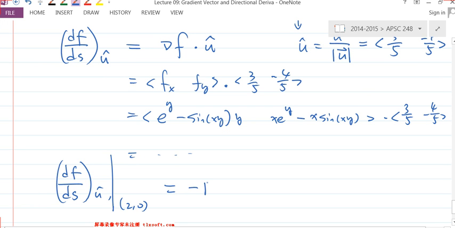So what does negative 1 mean? There's the decreasing, right? If you walk in this direction, 3 over 5, negative 4 over 5, there's going to be a decrease in this function here. And the absolute value tells you the rate of change, basically. Okay?